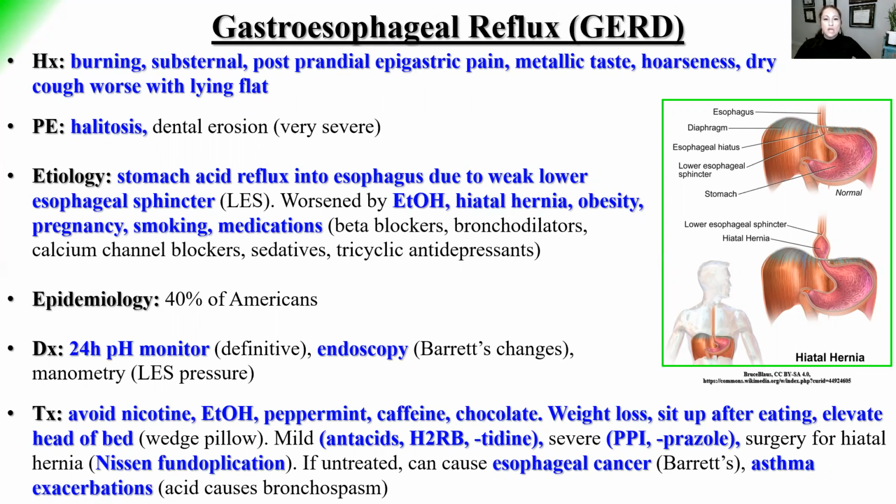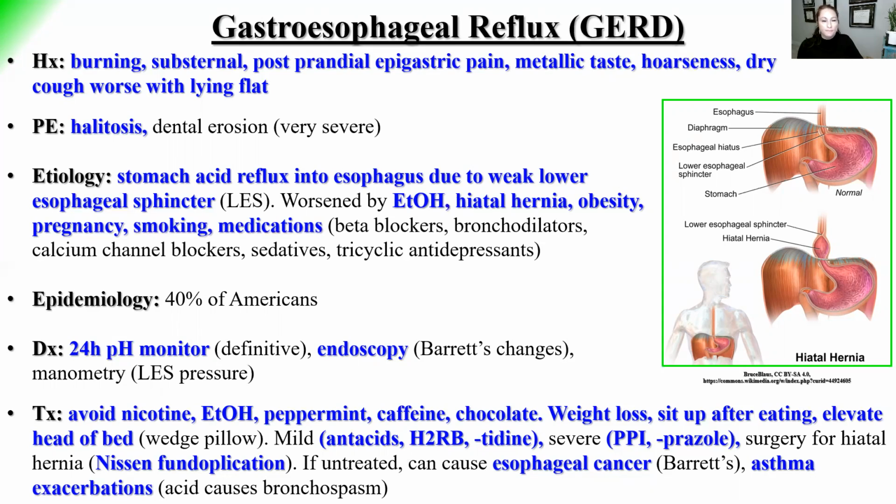And what happens is the stomach acid comes up and it refluxes into the lower esophagus because you have a weak lower esophageal sphincter, an LES. This is worsened by risk factors that we know: alcohol, hiatal hernias, which you can see in that picture there that changes the anatomy, obesity because of increased abdominal pressure, pregnancy because of increased abdominal pressure and the weakening of that sphincter, smoking. Certain medications can also irritate this: beta blockers, bronchodilators, calcium channel blockers, sedatives, and tricyclic antidepressants are known to worsen GERD.